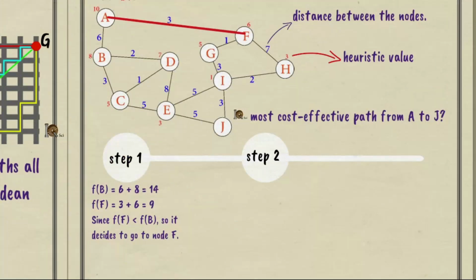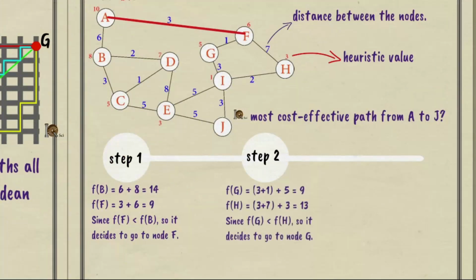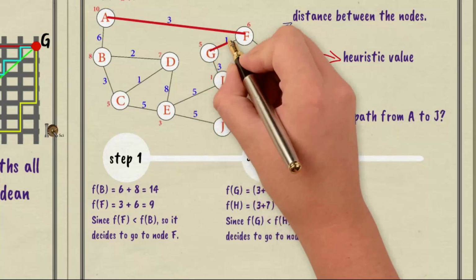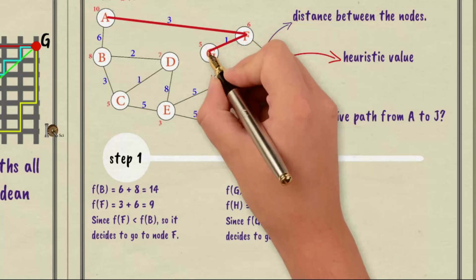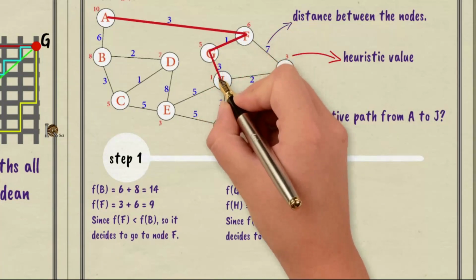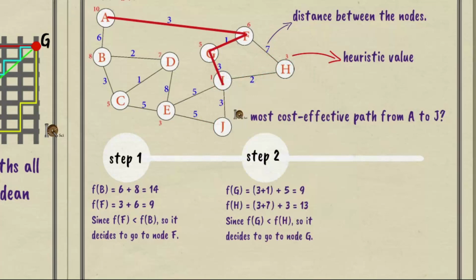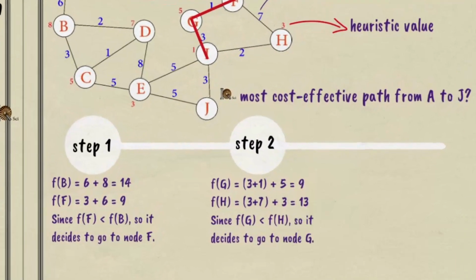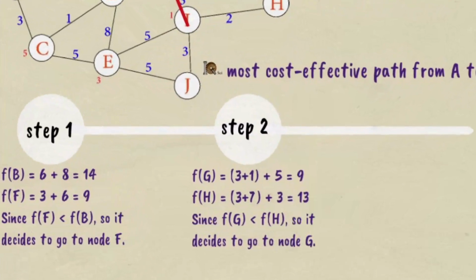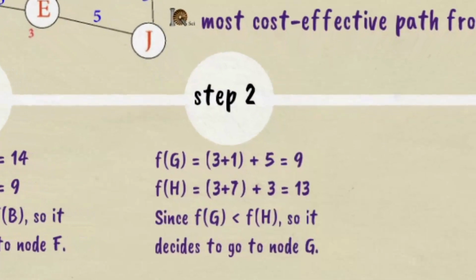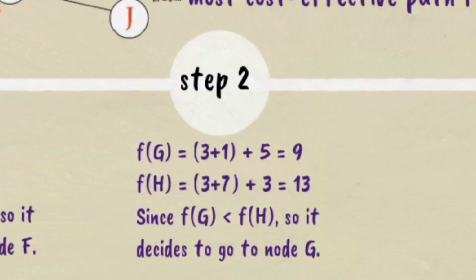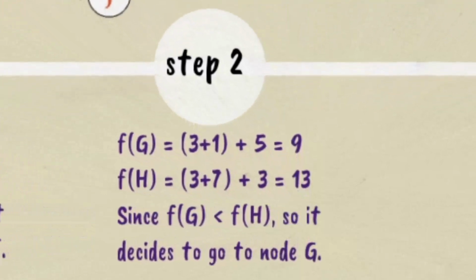Step 2. Node G and node H can be reached from node F. The A* algorithm calculates f(g) and f(h). f(g) equals 3 plus 1 plus 5, which is equal to 9. f(h) equals 3 plus 7 plus 3, which is equal to 13. Since f(g) is less than f(h), it decides to go to node G.